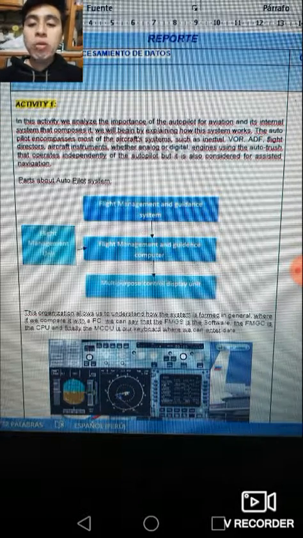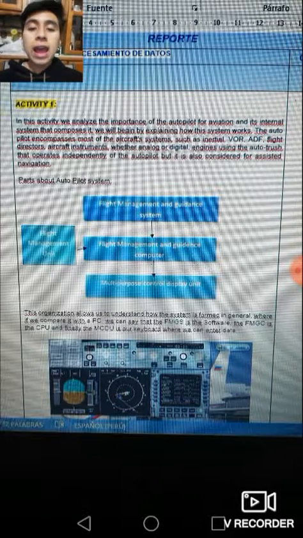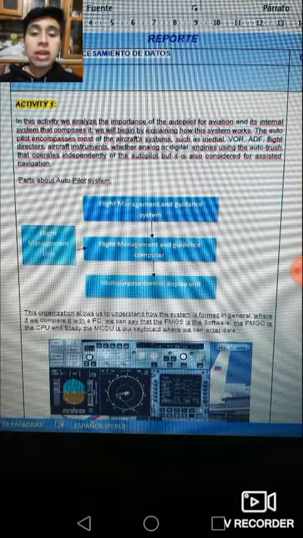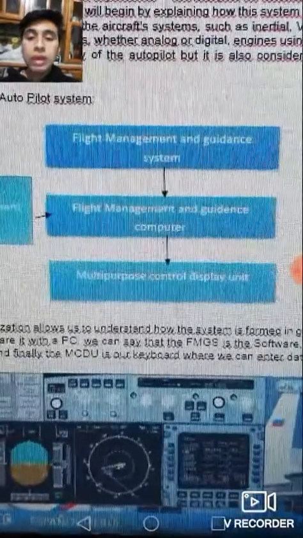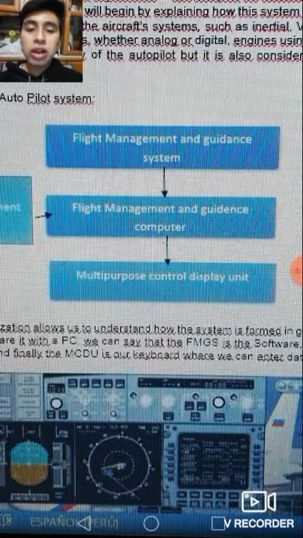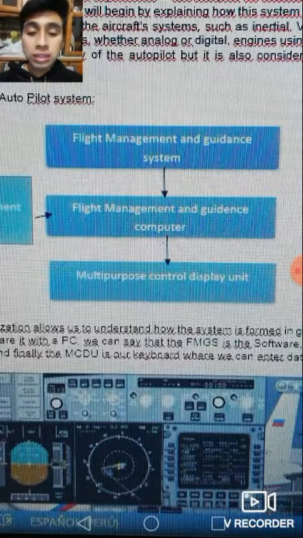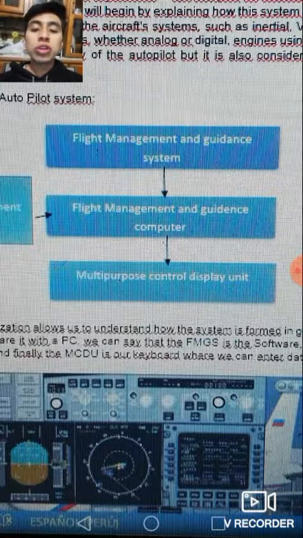First of all, what is the flight management system? This flight management system is part of three important topics. The first is the flight management and guidance system. What is this? It is the system, or globally all the autopilot. Then the flight management and guidance computer. This computer gets all the information about all the systems that the airplane has, which I mentioned before. Then the multi-purpose control display unit.